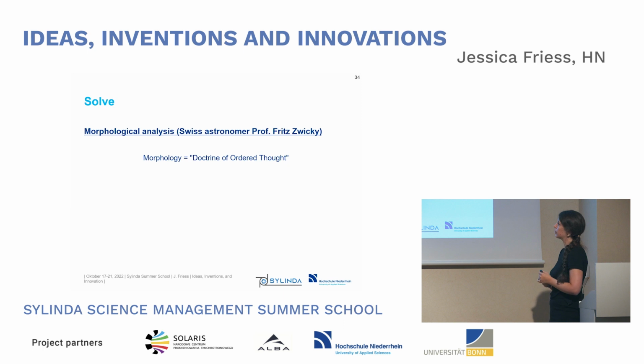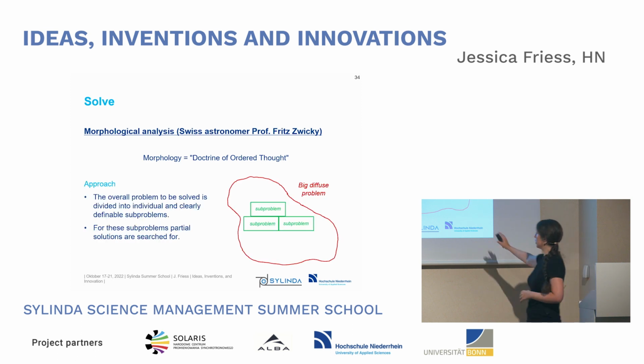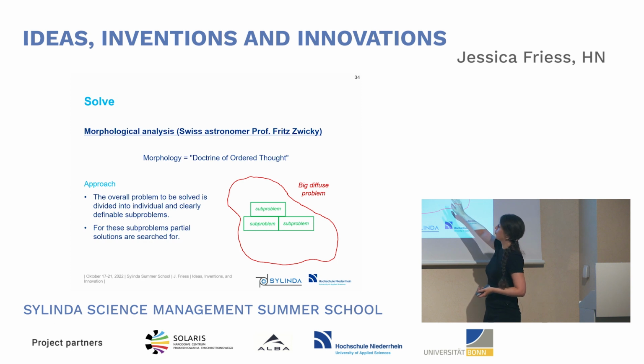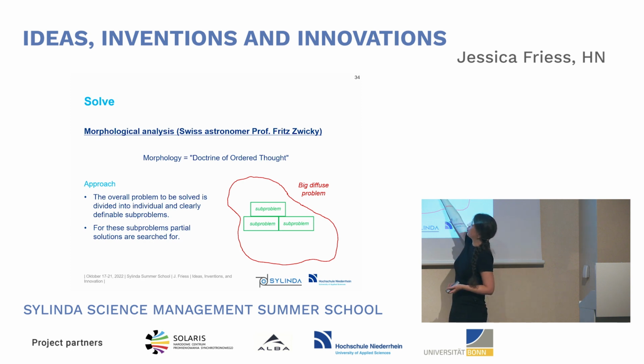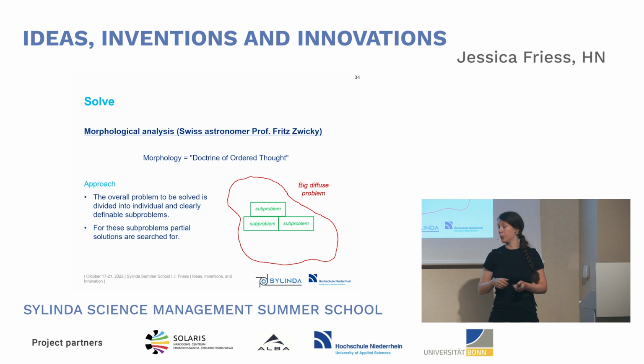Okay. We also could approach problems a little bit more systematically. Here's an example of a systematic analysis, which is called morphological analysis. Morphology is the doctrine of ordered thoughts. So we have a really big problem, and it's really diffuse. What we are doing with our big problem is we're going to divide it into a bunch of sub-problems, and then we can focus on our sub-problems.